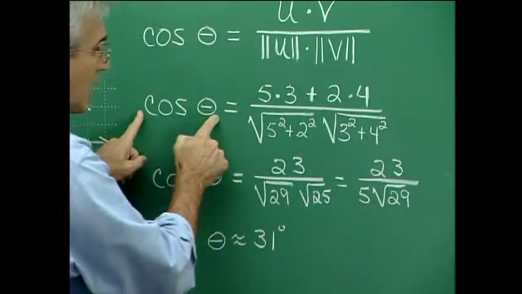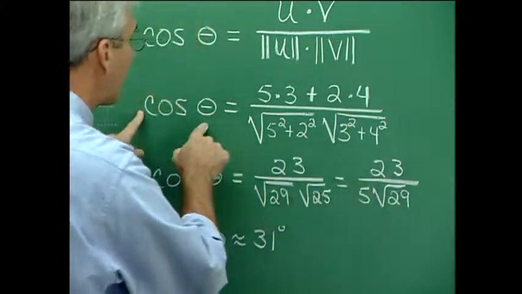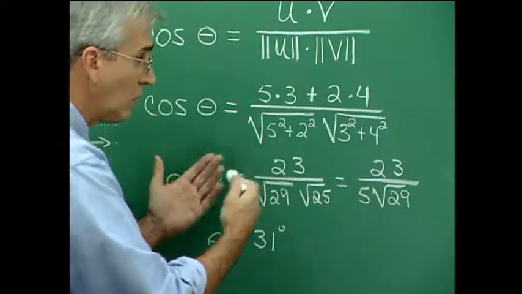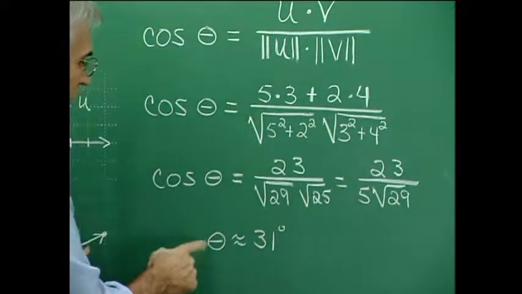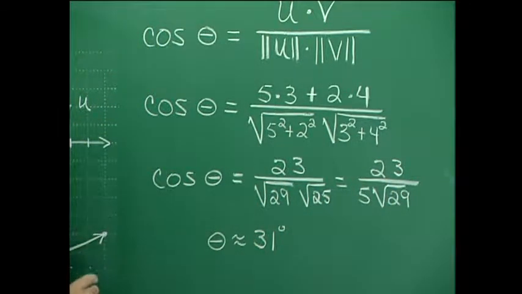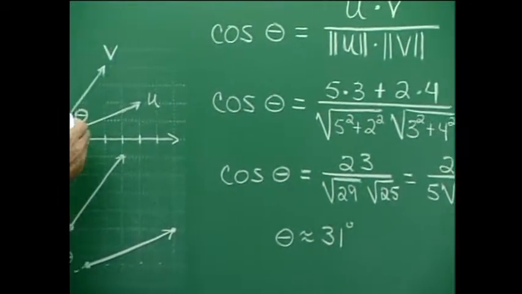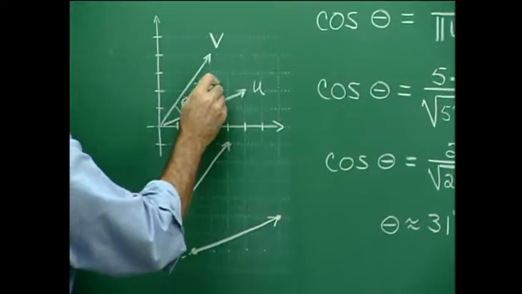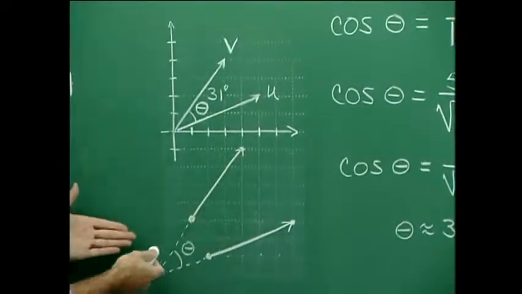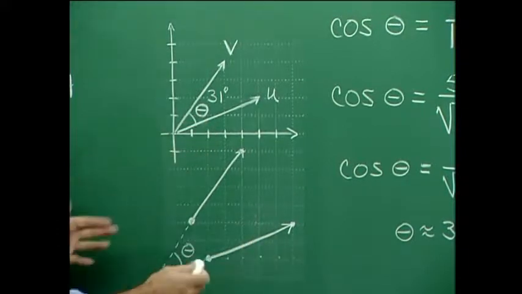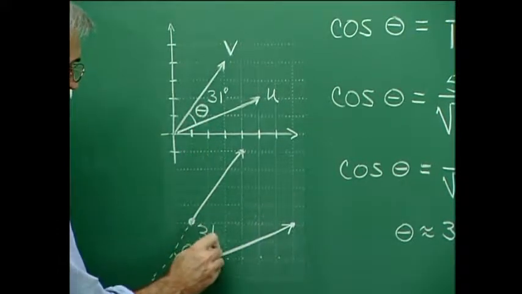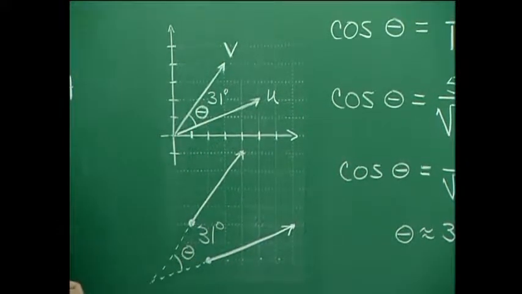Now, if the cosine of theta is equal to this fraction, then theta is the inverse cosine of the fraction, and we find theta then to be 31 degrees. So this angle theta then is 31 degrees. And the relative angle between the vectors positioned like this would also, of course, be approximately 31 degrees.